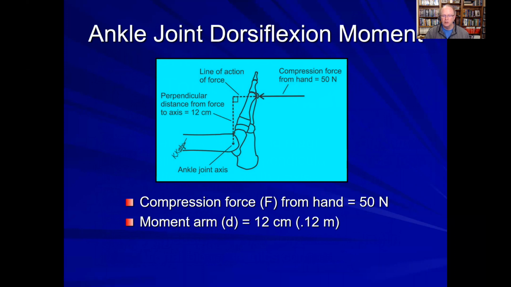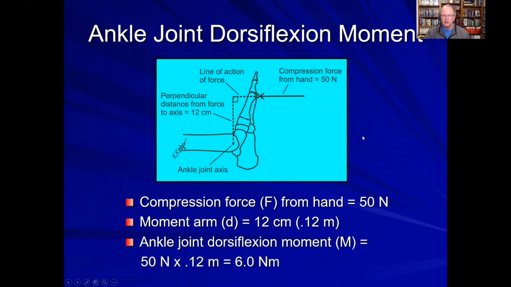So that's 0.12 meters, and from that we can calculate the ankle joint dorsiflexion moment as 50 newtons times 0.12 meters, which is 6 Newton meters of dorsiflexion moment at the ankle joint. So this is a fairly easy and simple way to understand how we could calculate the moments acting at the ankle joint, simply by measuring the distance from where our force is pushing on the forefoot, the amount of force we're pushing, and the distance from the line of action of that force to the ankle joint axis.